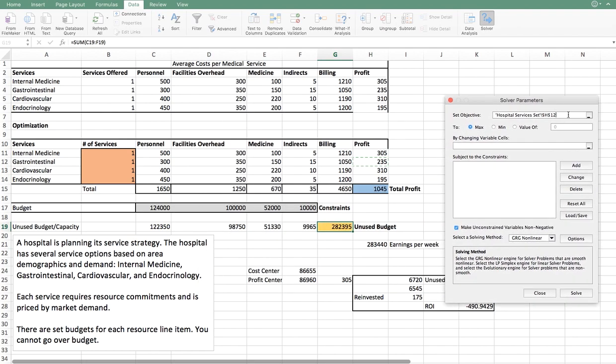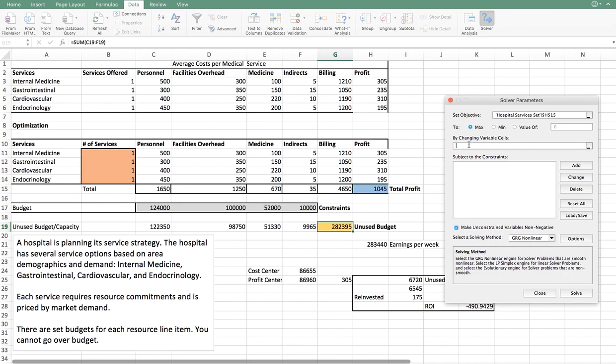So the first question they ask is, what's your objective? And we say, all right, what's our objective? Our objective is to maximize profits. Which one is your total profit cell? It's nothing but H15. So we say, this is what we want to maximize. And then they're saying, what do you want it to be: maximized, minimized, or a certain value? And we say, we want it maximized.